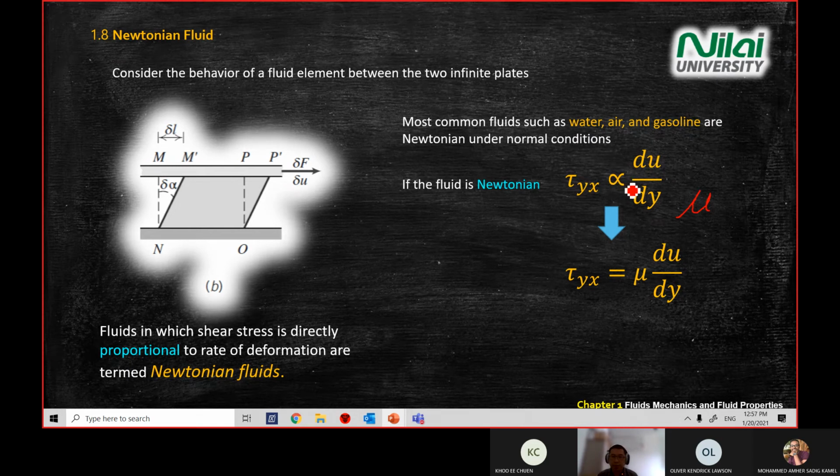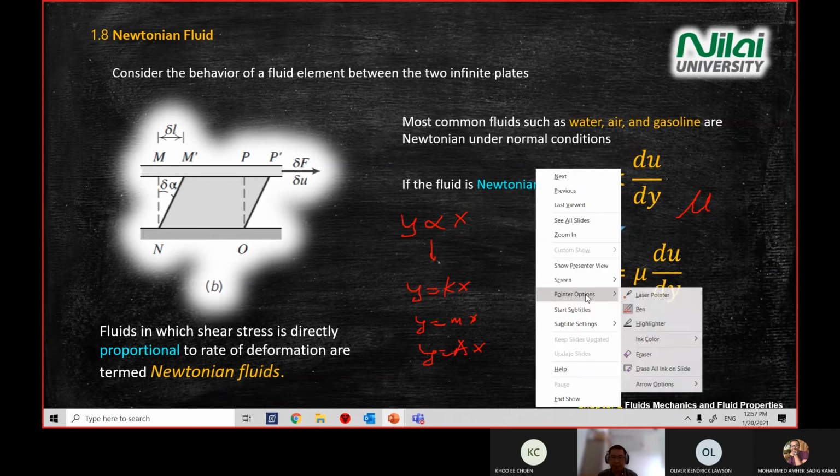This is a conversion of a mathematical relationship: a proportional relationship you convert to a constant value. For example, you have y proportional to x. You can convert this to y equal to kx, or y equal to mx, or y equal to ax, or any alphabet you like. There's a constant value between y and x in this case.